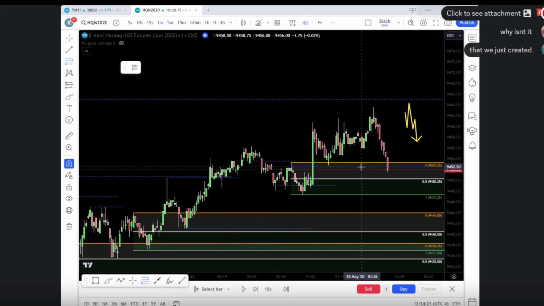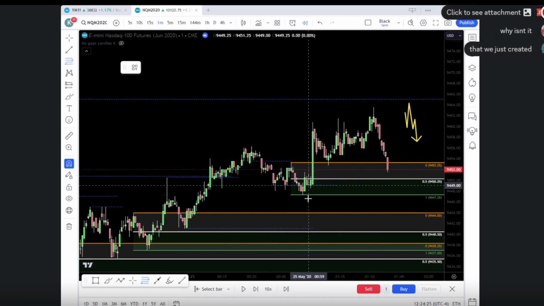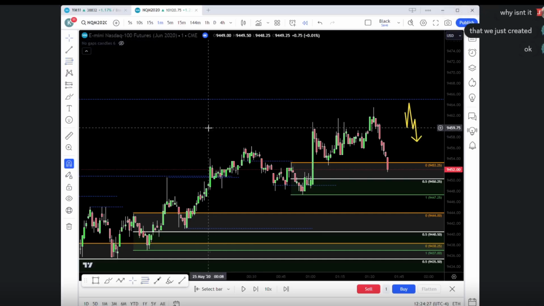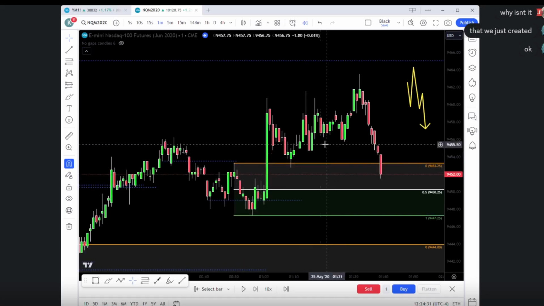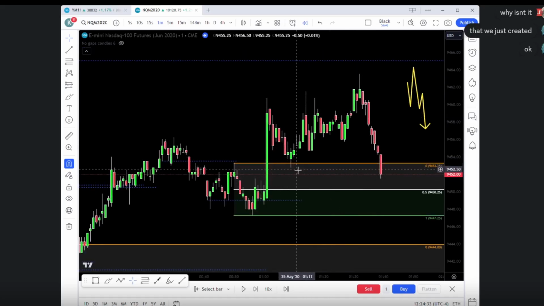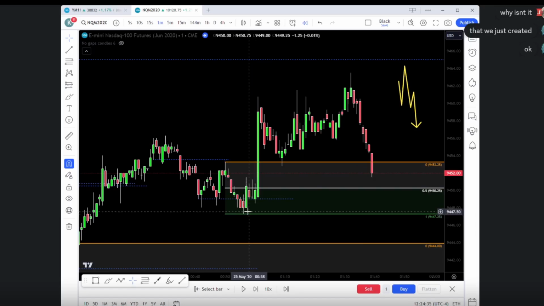We haven't really formed one yet. We'd have to leave this zone. Right? And this is actually important. Apologies for that, I was a little zoomed in. If we can't break this protected low, then what happens?